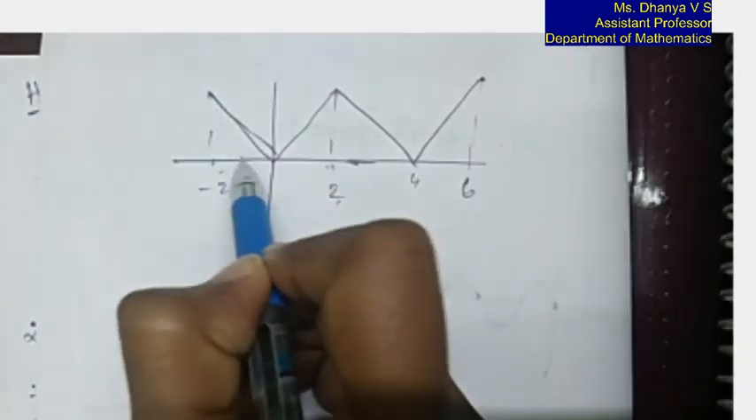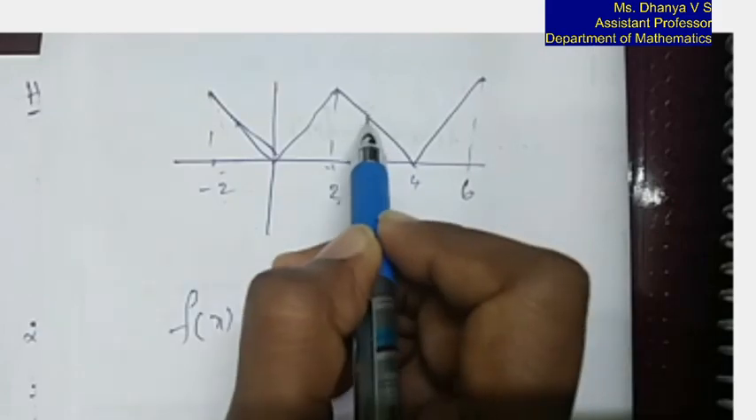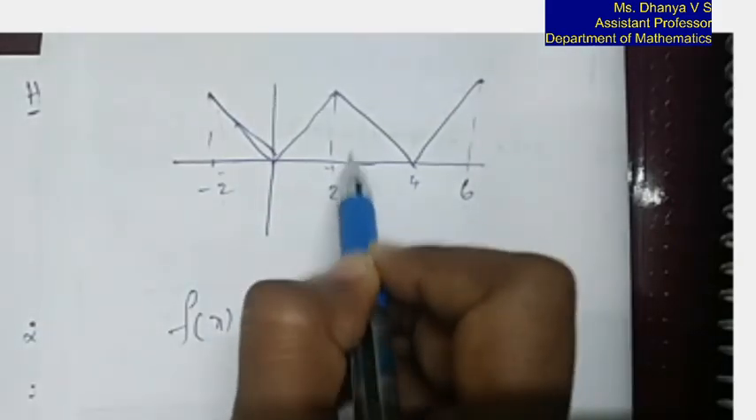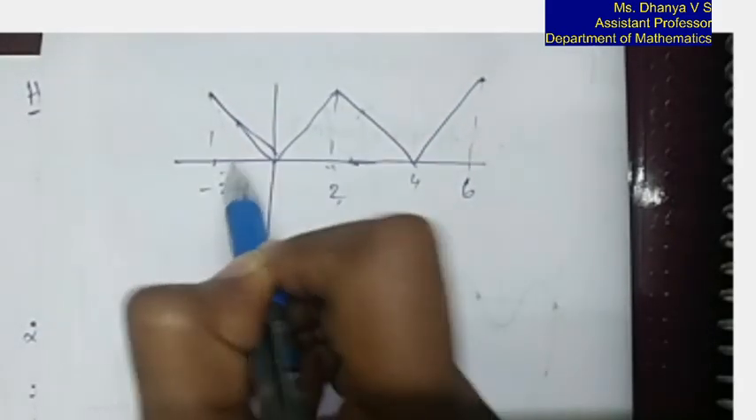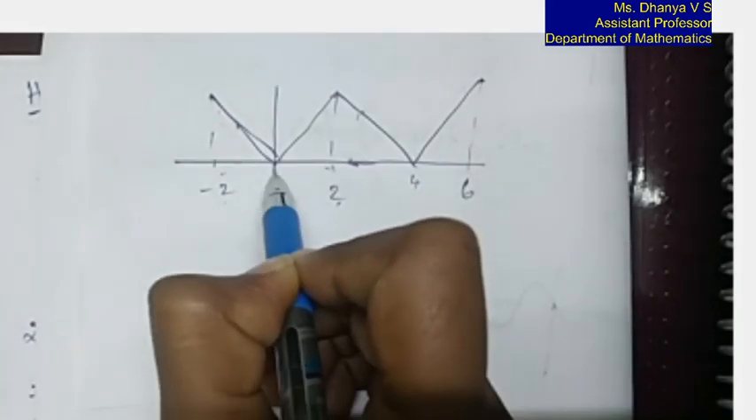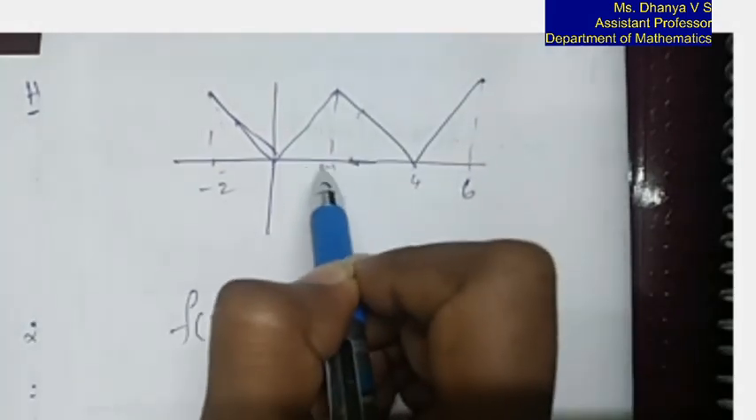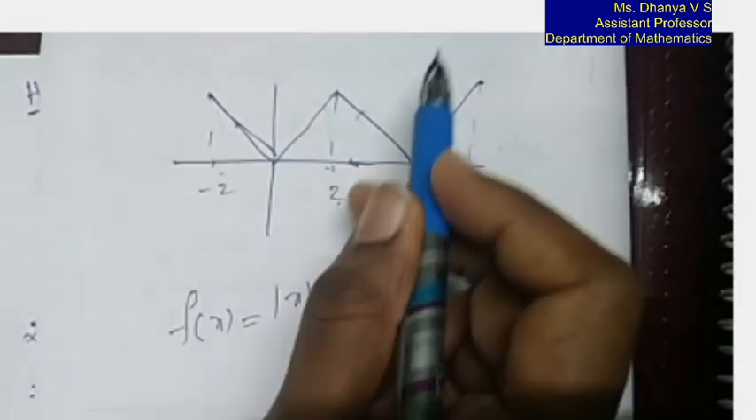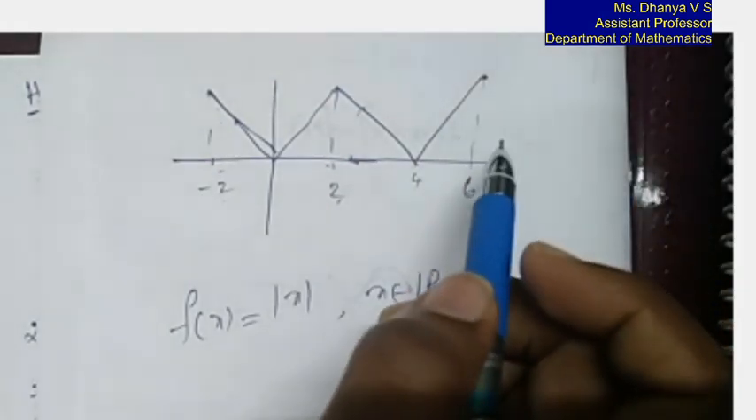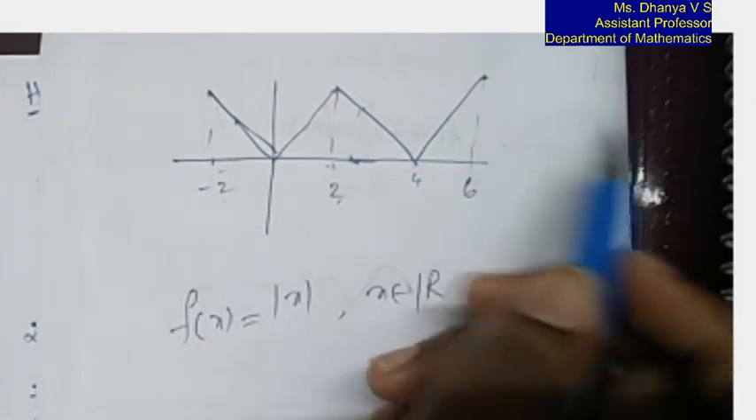So the value at -1 will be the same as at -1 plus 4, so at 3 also I will get the same value. The value at -1 will be the same as the value at 3. The value at 0 will be the same as 0 plus 4, the value at 4. The value at 2 will be the same as 2 plus 4, that is 6, and so on. So the value at 10 will be the same as 6 plus 4.